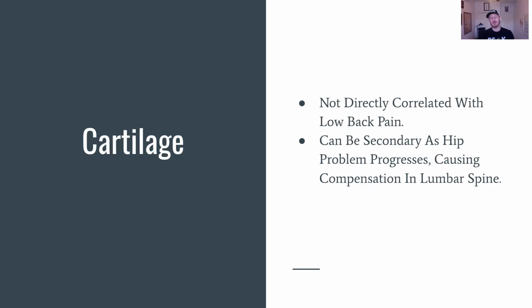Number 2, cartilage. Cartilage isn't directly correlated with low back pain because there's not really any cartilage involved in the lumbar spine. Technically, you could say the joint capsules have cartilage in there, but that's going to be pushing it too far. I will see cartilage problems secondarily in a hip issue. You know, as the hip gets worse, it can cause compensation in the lumbar spine.